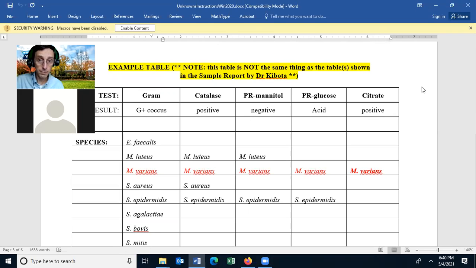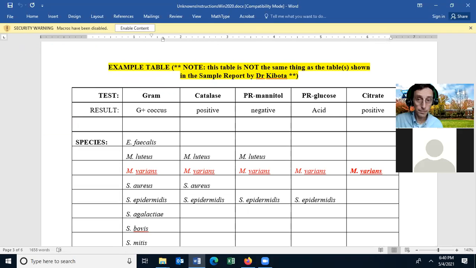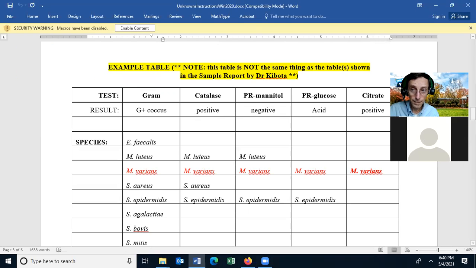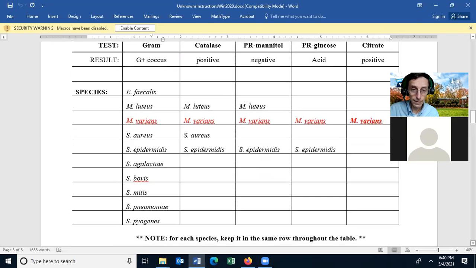So here's an example of your table in your report. And you could have a flow chart. It doesn't have to be a table like this. You could have the possible species. Let me get this in there. Are you guys seeing this? Hello? Yes. Okay. So this would be the possible species, gram-positive coccus.